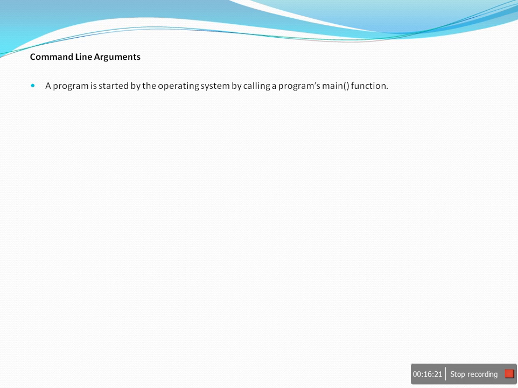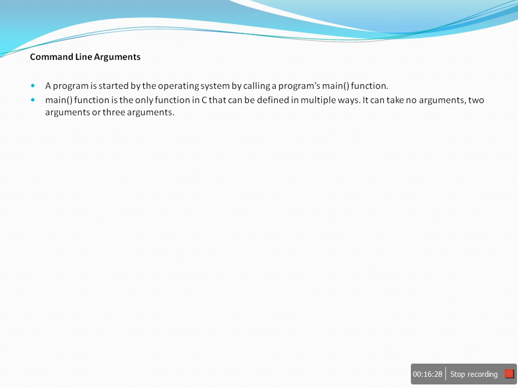A program is started by the operating system by calling the program's main function. The main function is the only function in C that can be defined in multiple ways. It can take no arguments, 2 arguments or 3 arguments. The 2 and 3 arguments forms allow it to receive arguments from the shell, meaning from the command line. So command line arguments means if you are passing arguments to the main function from the command prompt, then they are known as command line arguments.